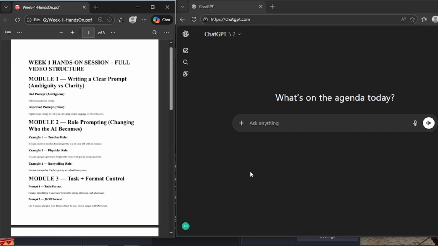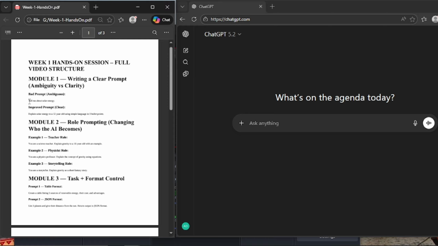Here we'll be discussing some of the prompts relating to the week one module. In the week one modules, we discussed the types of prompts. Here I'm just going to show you an example of the types of prompts and the output that we can actually get out of them.